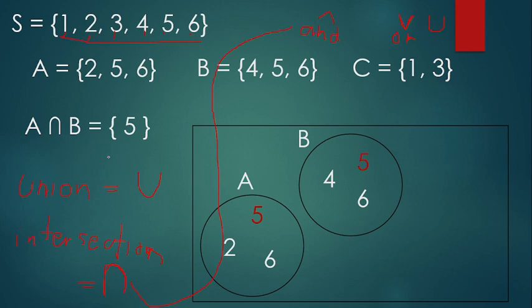All right, so let's deal with this example already. I have here a sample space of 6, and we have these 3 sets: letter A, letter B, and letter C. In set A, we have the elements 2, 5, and 6. Okay po? How about for letter B? The set B contains the elements 4, 5, and 6. If you notice in the Venn diagram, it has 4, 5, and 6.